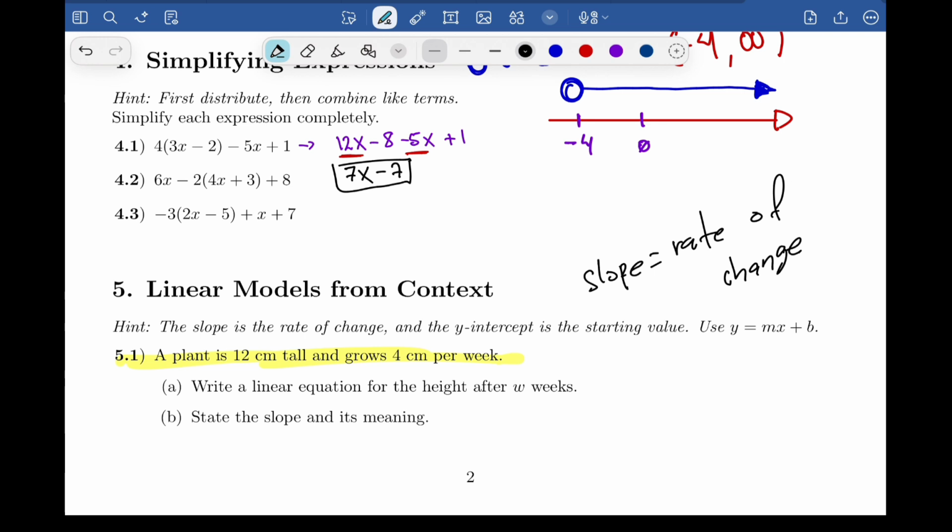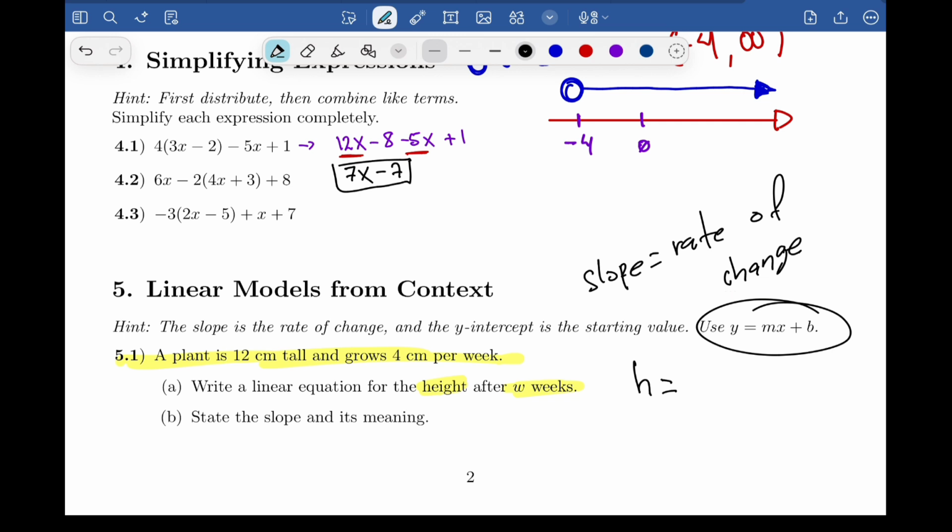So when we have a plant that is 12 centimeters tall and grows 4 centimeters per week, write a linear equation for the height after W weeks. Because here we are using height and weeks, first remember this is the equation for any linear equation, but in this specific case we are using height, so we can use h to represent the height, the y, equals, what is the slope?